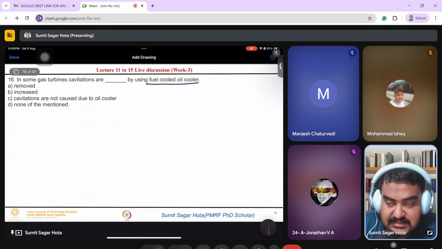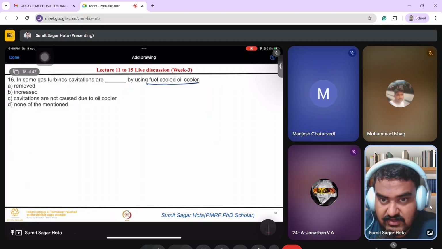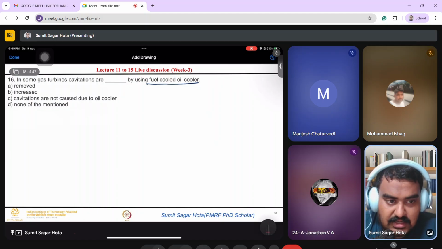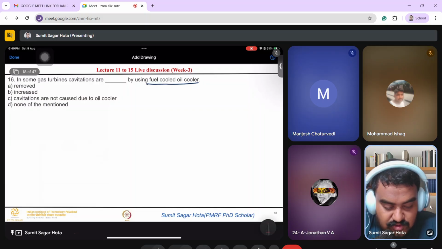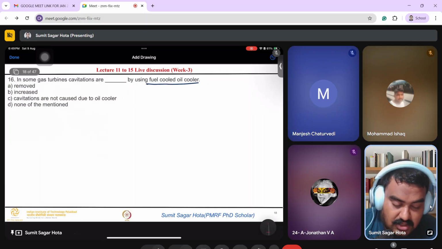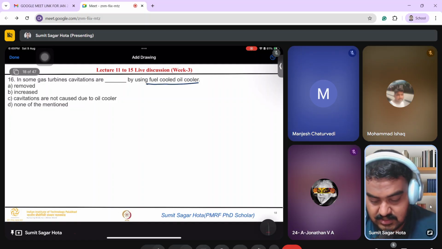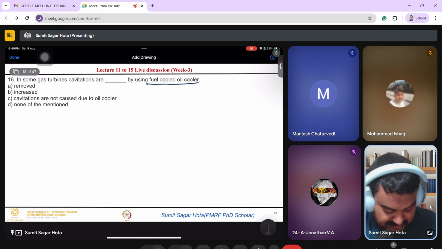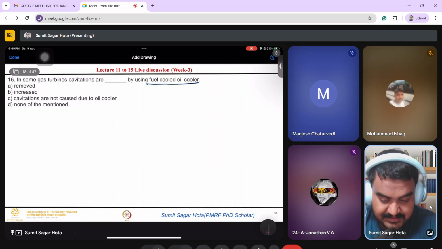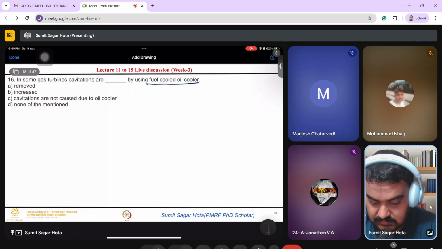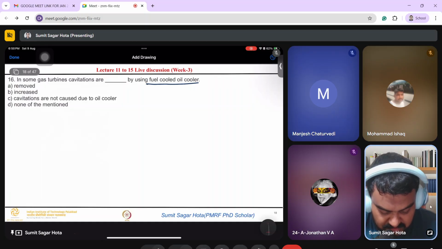In some gas turbines, cavitations are removed by using a fuel cooled oil cooler. Cavitation is a phenomenon which is avoided in gas turbine engines, and not only in gas turbines, in any kind of engine we have to avoid cavitation. Why we need to avoid it, we are now going to see. The answer anyway is A, we have to remove the cavitations.